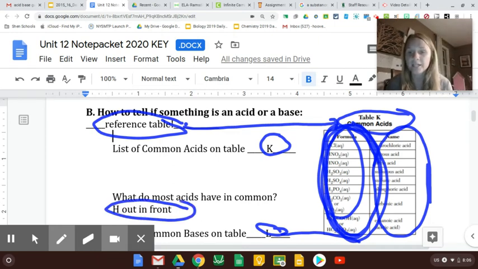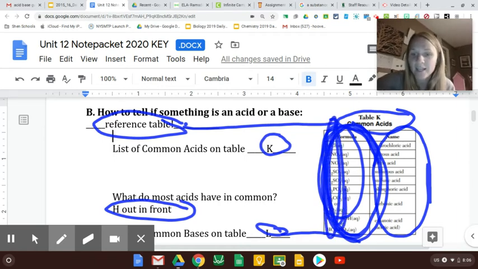The reason they do that is because what you'll learn later is that acids are really good at giving away H's. That's what makes them so special. They just give away H's. So they put them right out front to be like, hey, look at me, I have all these H's to give. Take them. That's our way of signaling that that's an acid.